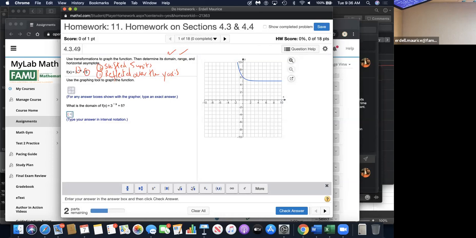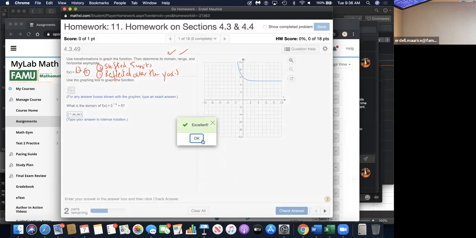Hopefully you remember that the domain for every one of these exponential functions is -infinity to +infinity. That's always the domain. It doesn't matter what kind of transformation the graph is under.